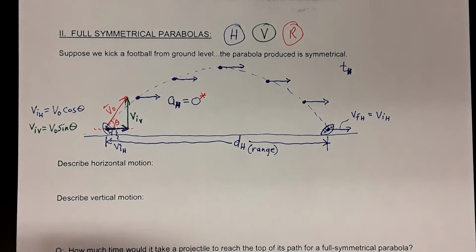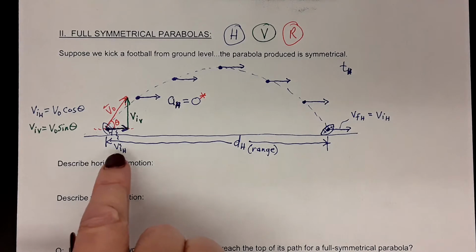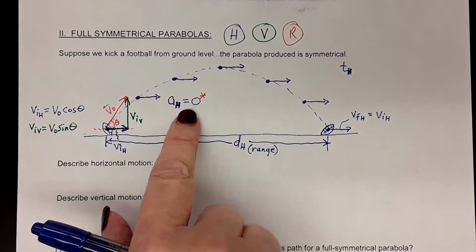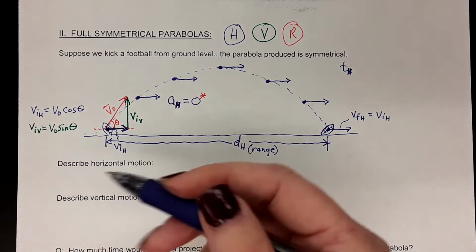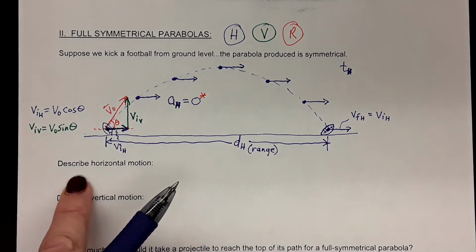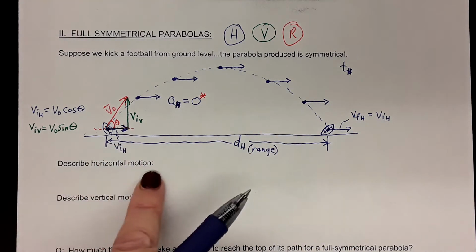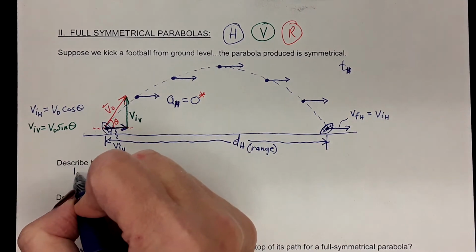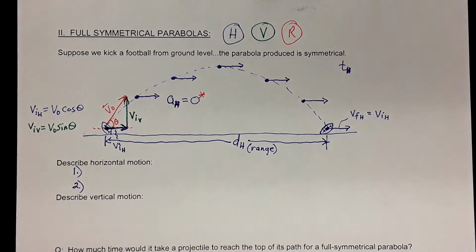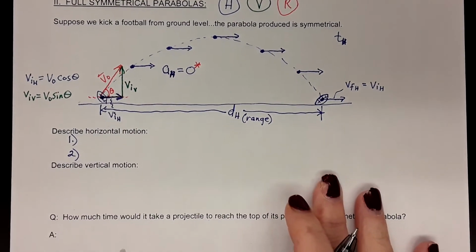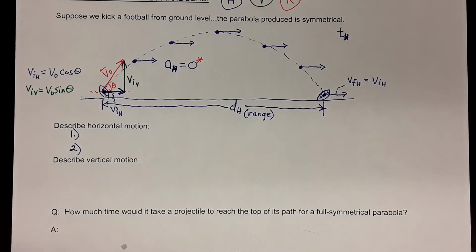Now, right at the moment, this sounds an awful lot like the half parabolas. And yes, it is for any projectile. I don't care what shape the parabola is. The horizontal motion is always going to be constant velocity with no acceleration. Okay? So, in fact, right now, while we're talking about the horizontal motion, let's do this. We're going to describe the horizontal motion two ways. We're going to describe it in English, and we're going to describe it mathematically.